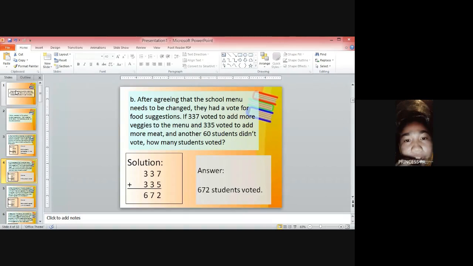B. After agreeing that the school menu needs to be changed, they had to vote for food suggestions. If 337 voted to add more veggies to the menu and 335 voted to add more meat, and another 60 students didn't vote, how many students voted? The solution: 337 voted to add more veggies to the menu, plus 335 voted to add more meat. So the answer is 672 students voted.